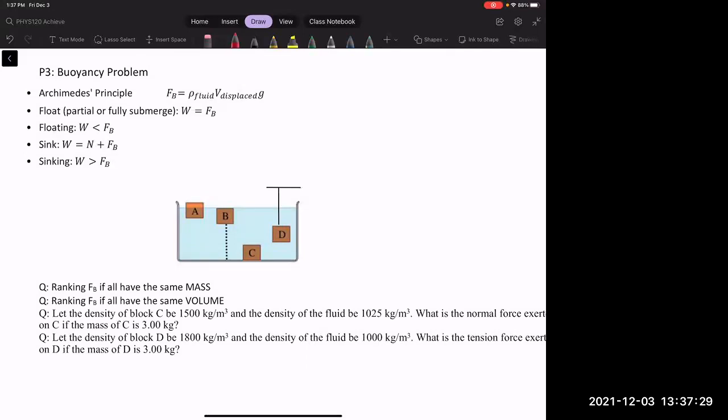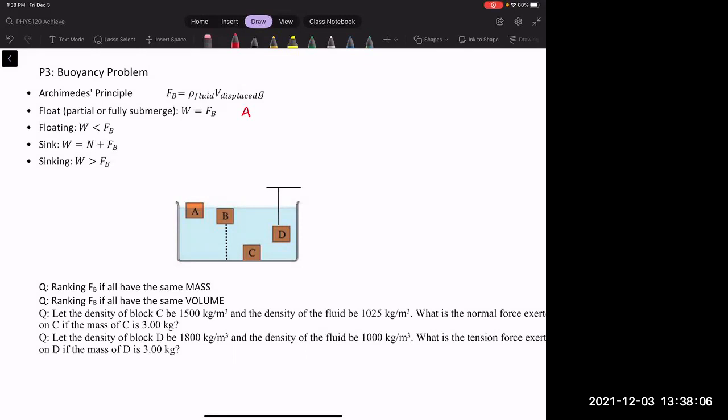So in this case, A is floating, a partial float. What about B? In this case, B is not, because you tied a string. If you tie a string, then it's not freely floating, so it's not going to work in this situation. C is not floating, it's actually sinking down to the ground. So C is also not. D is also not because it's also tied with a string.